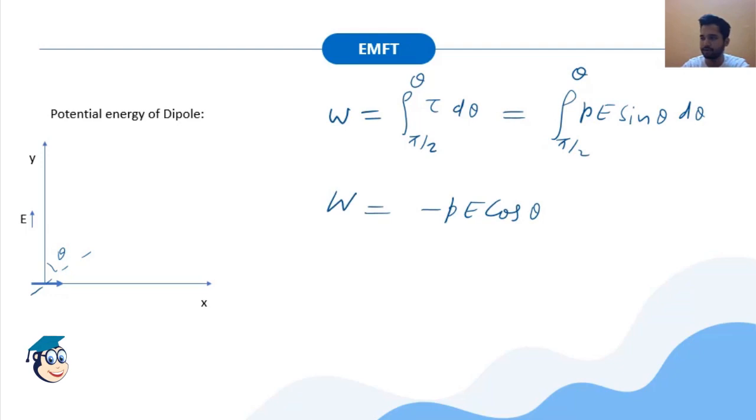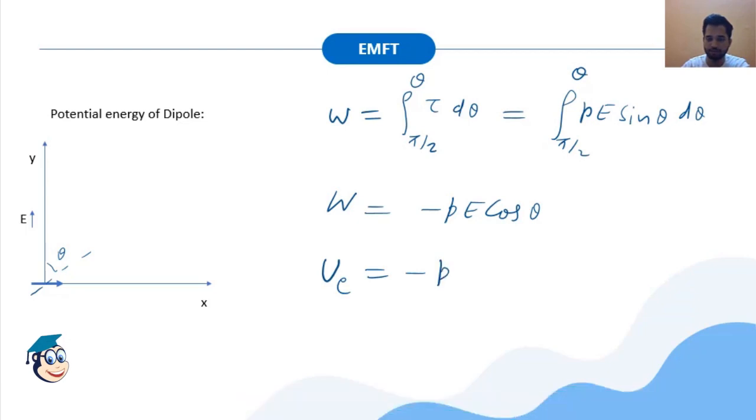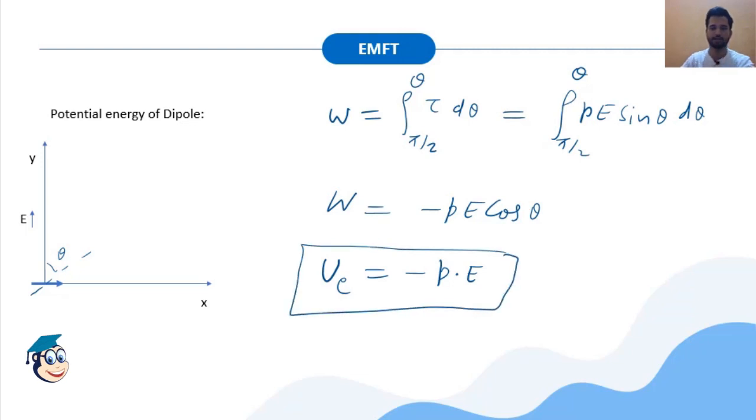This is the work done in rotating the dipole, and this work done is stored in the form of potential energy of the dipole. So the potential energy of the dipole is minus p dot E, which is minus pE cos theta. The amount of work done in rotating the dipole is stored as the potential energy of the dipole. Okay, so this is how you can calculate the potential energy of the dipole.